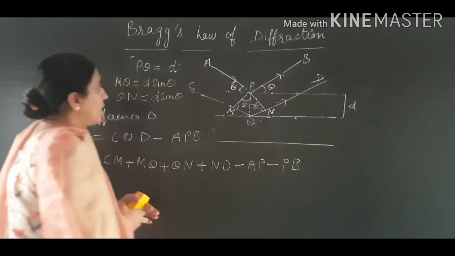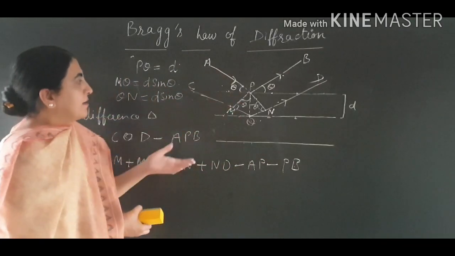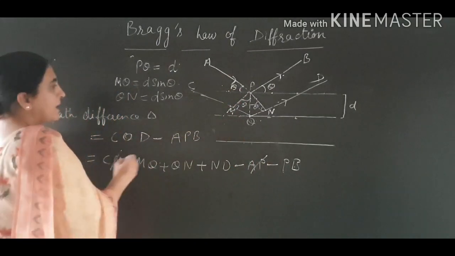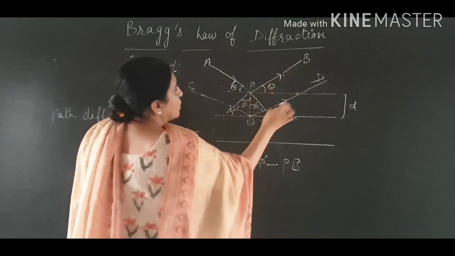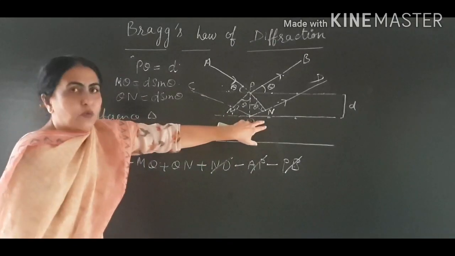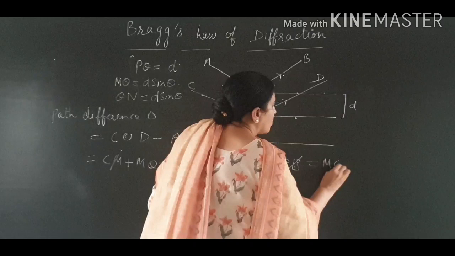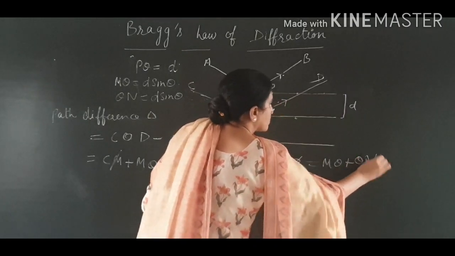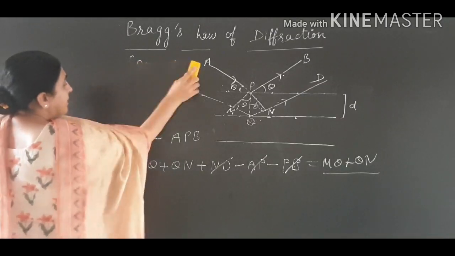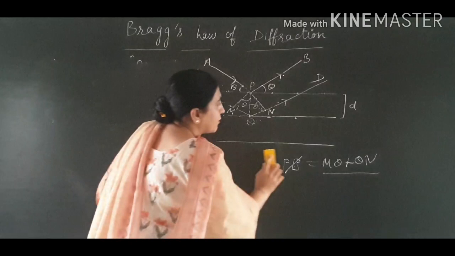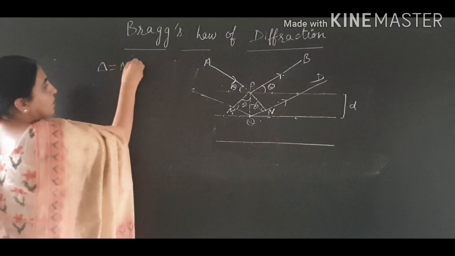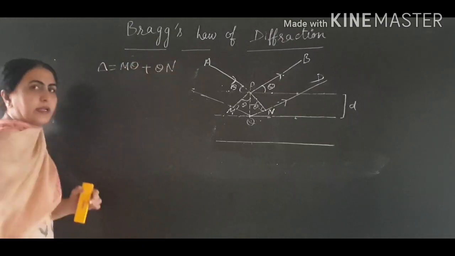So what about CM and AP? CM and AP are the same, so AP cancels with CM. PB is equal to ND, so PB cancels with ND. So the path difference is MQ plus QN. Now, for constructive interference, because the diffraction pattern forms, path difference delta is equal to MQ plus QN. Clear?